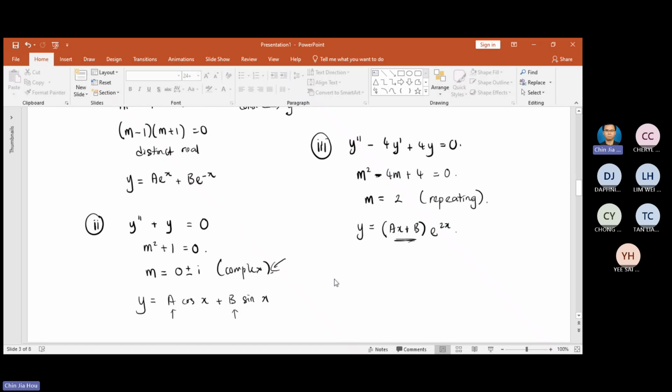Okay, question number 4, I think I leave it for you. For part 4, the m you get should be 0 plus minus square root of 7 i.